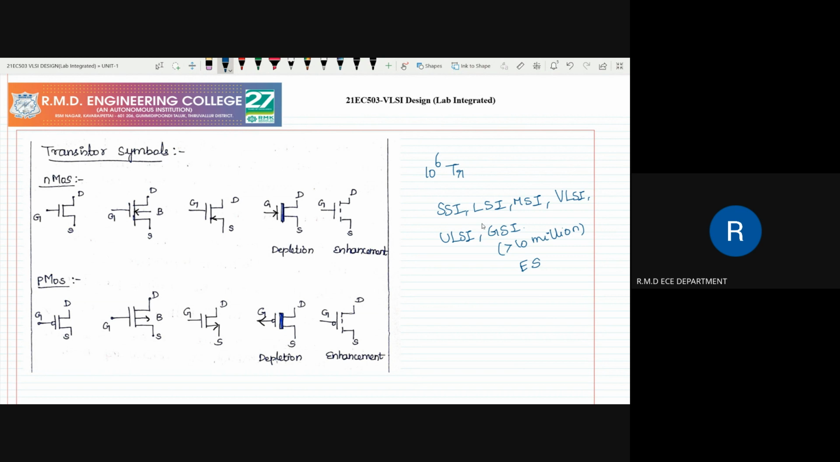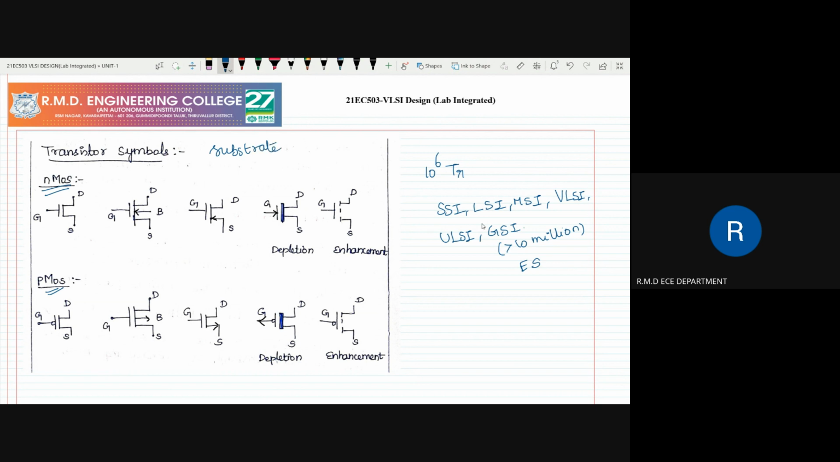Today we are going to see about the symbols of the transistor. The top one is showing the NMOS transistor and the bottom one is the PMOS transistor. Only three terminals are visible to the naked eye: gate, drain and source. Actually, the transistor has one more terminal called the substrate. The source and the substrate are always tied together.